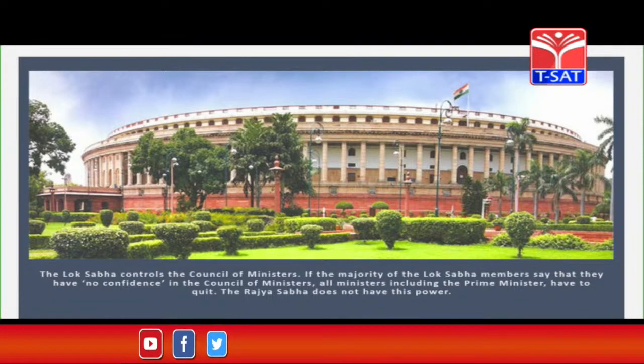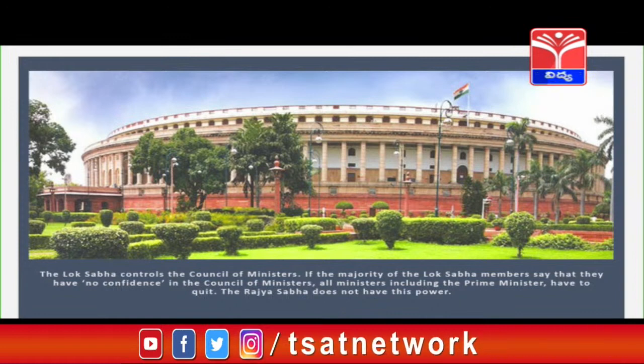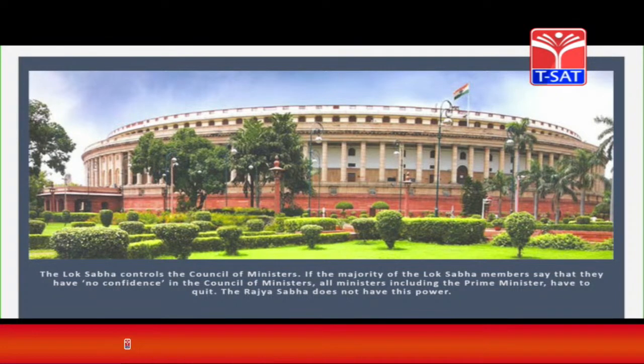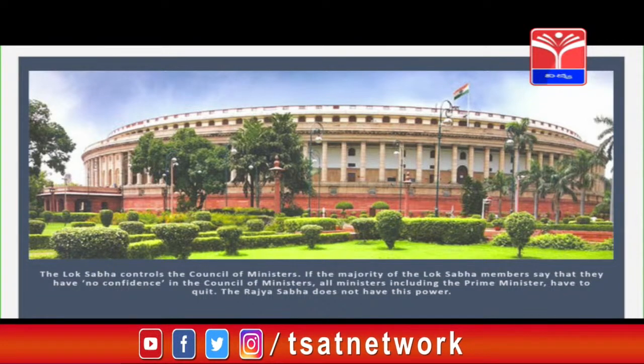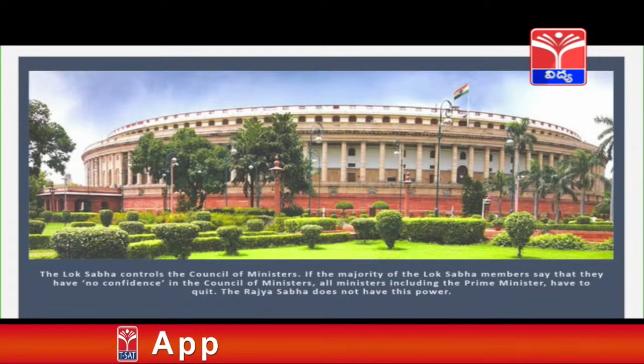So this is the advantage given only to the members of the Lok Sabha. They can pass the no confidence motion on the government, and if the majority members of the Lok Sabha pass this no confidence motion, at that time the Council of Ministers and the Prime Minister have to quit office. In case of Rajya Sabha, it is not applicable. So this was all about the power of the houses, children, that is Lok Sabha and Rajya Sabha.